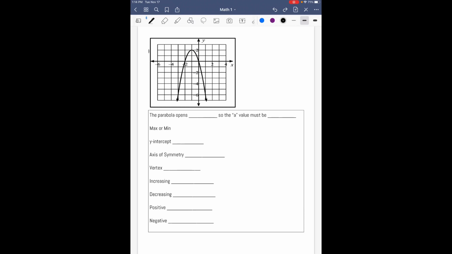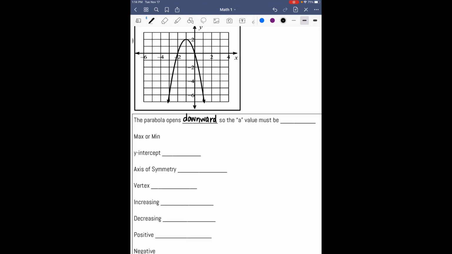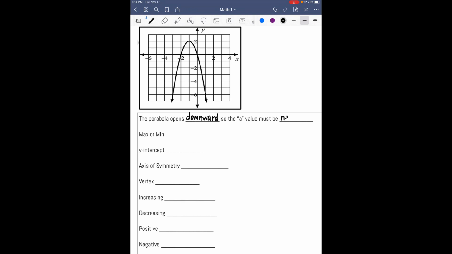So when I look at this problem, the first thing it asks me to do, it says the parabola opens blank, so the a value must be. And so this parabola is going to open downward. And since this parabola is opening downward, that means that the a value must be negative. Okay, so that's something you need to know. If your a value is negative, it's going to open downward. If your a value is positive, it's going to open upward.